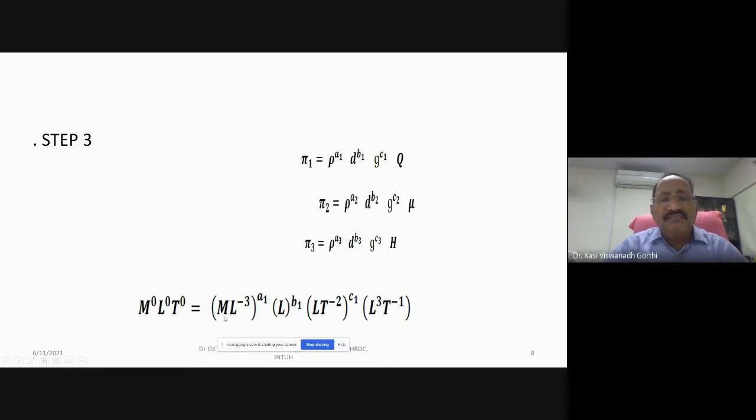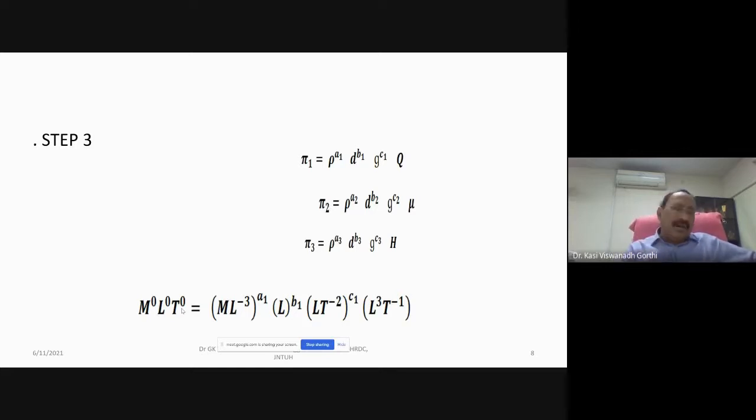For M, if you compare, the left hand side has 0 and the right hand side has a1. So a1 is equal to 0. Similarly, for L also, minus 3a1 plus b1 plus c1 plus 3 is equal to 0. For T, minus 2c1 minus 1 is equal to 0. So you have got 3 equations now, and how many variables are there? 3 variables: A1, B1, C1.